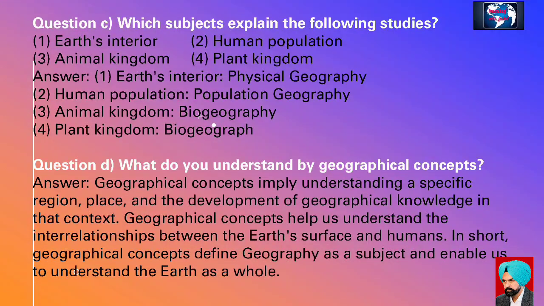Question C. Which subjects explain the following studies? 1. Earth's interior. 2. Human population. 3. Animal kingdom. 4. Plant kingdom. Answer: 1. Earth's interior, physical geography. 2. Human population, population geography. 3. Animal kingdom, biogeography. 4. Plant kingdom, biogeography.